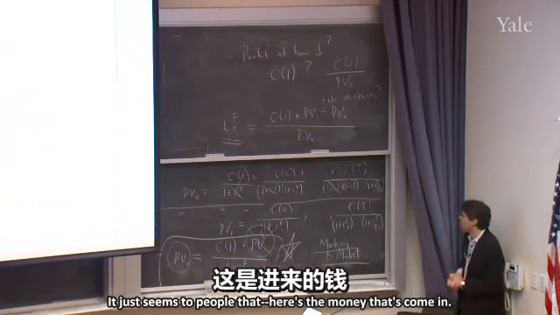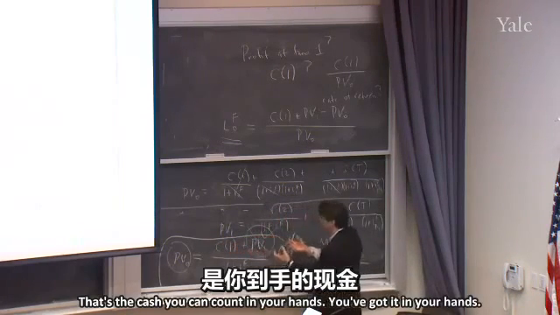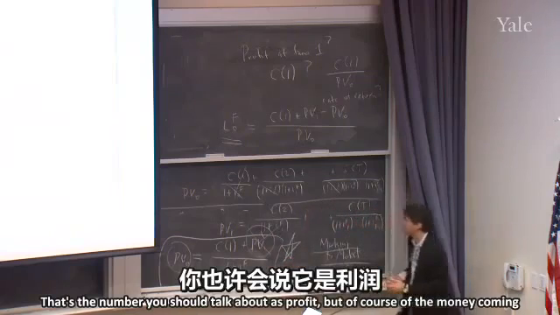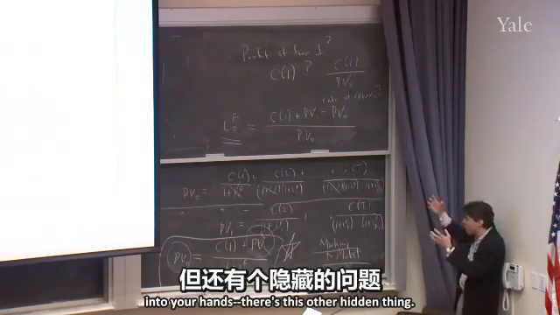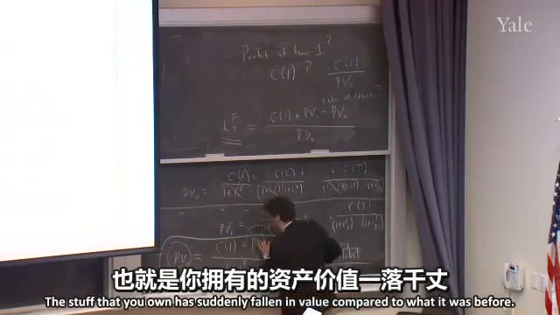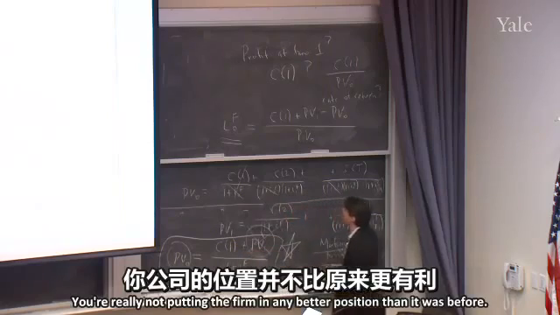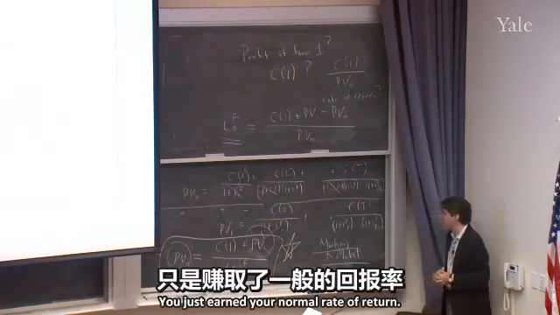It just seems to people that here's the money that's come in. That's the cash. You can count it in your hands. You've got it in your hands. That's the number you should talk about as profit. But of course, there's this other hidden thing. The stuff that you own has suddenly fallen in value compared to what it was before. You're really not putting the firm in any better position than it was before. You just earned your normal rate of return.